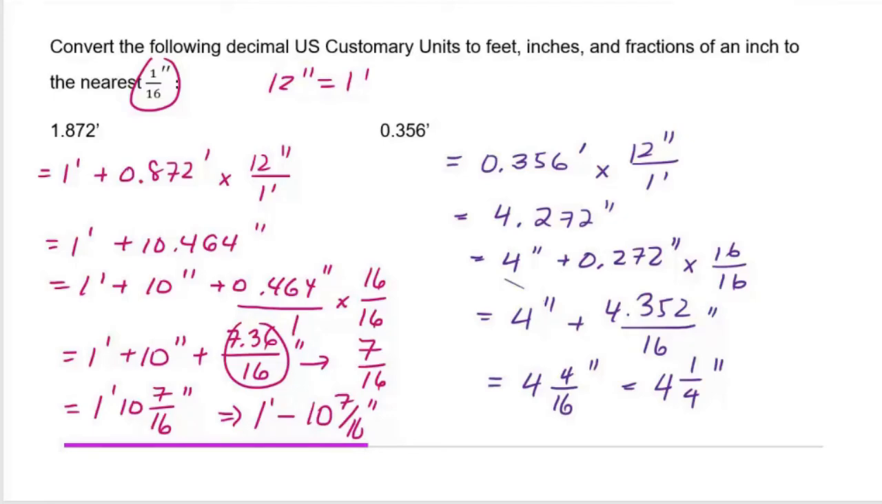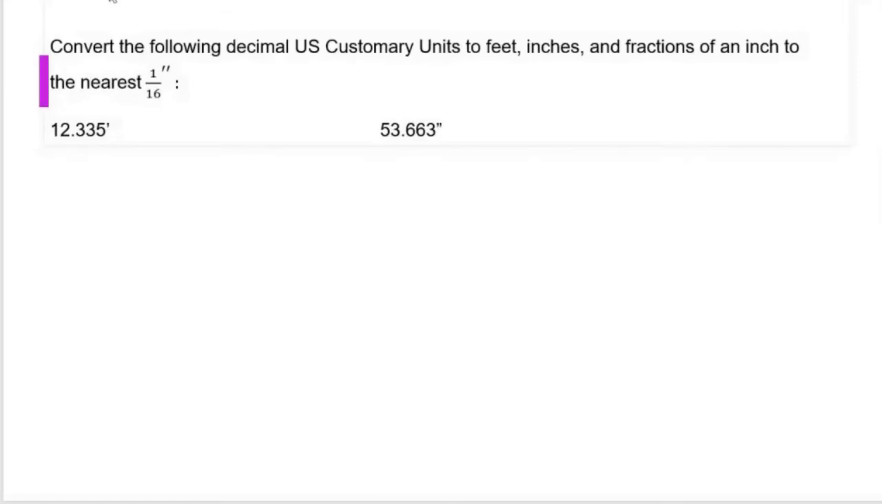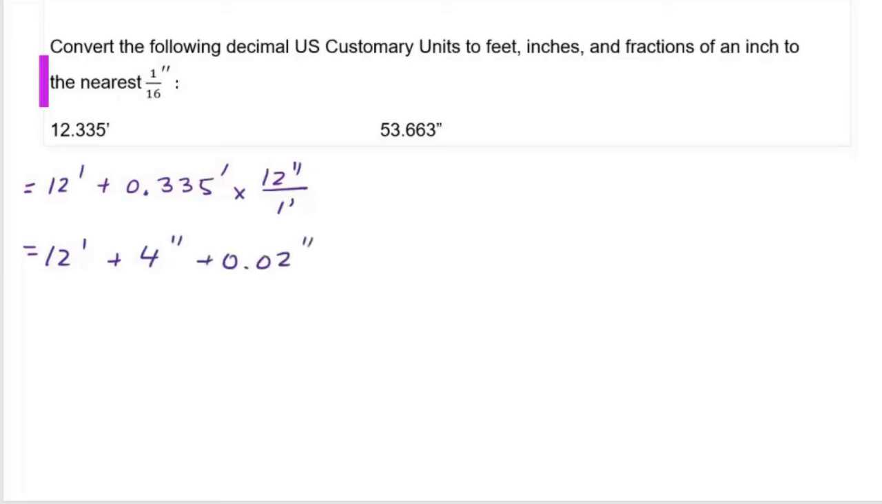Let's look at 2 more examples. First, we'll take 12.335 feet and convert that once again to feet, inches, and fractions of an inch to the nearest 16th. We'll go a little faster this time. Let's ask ourselves again, though, how many whole feet we have. Well, we have 12 whole feet. And how many parts of a foot? That's 0.335 parts of a foot. Of course, we'll convert that to inches by multiplying by 12 inches over 1 foot. That gives us 12 feet plus 4.02 inches. In other words, 4 whole inches plus 0.02 portions of an inch.